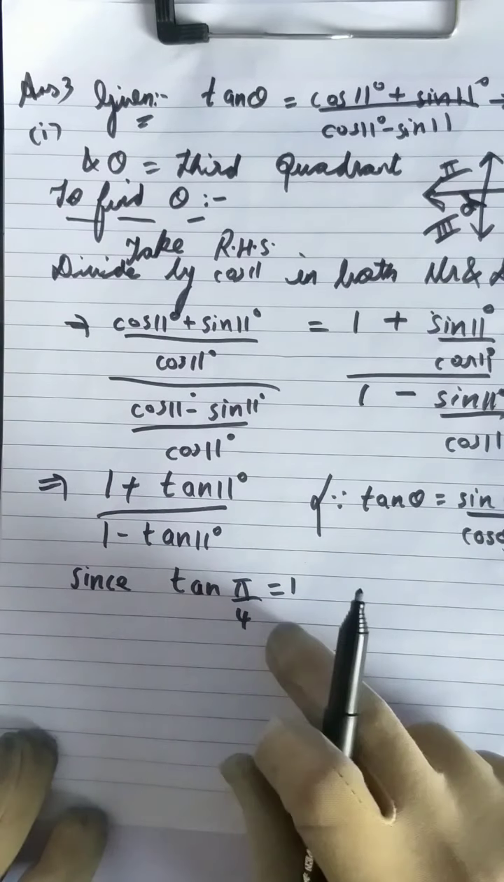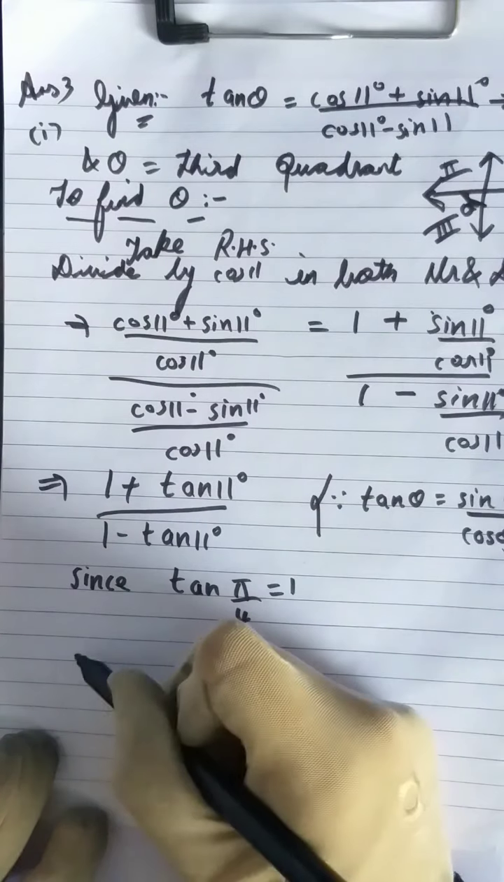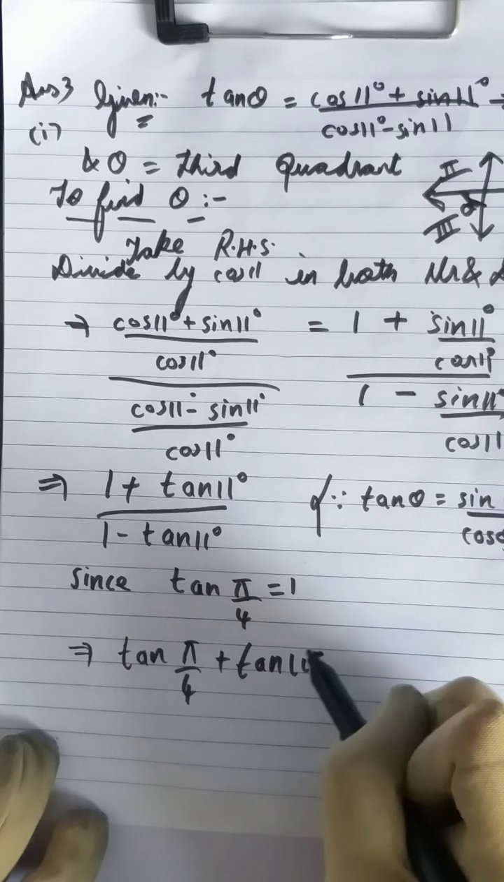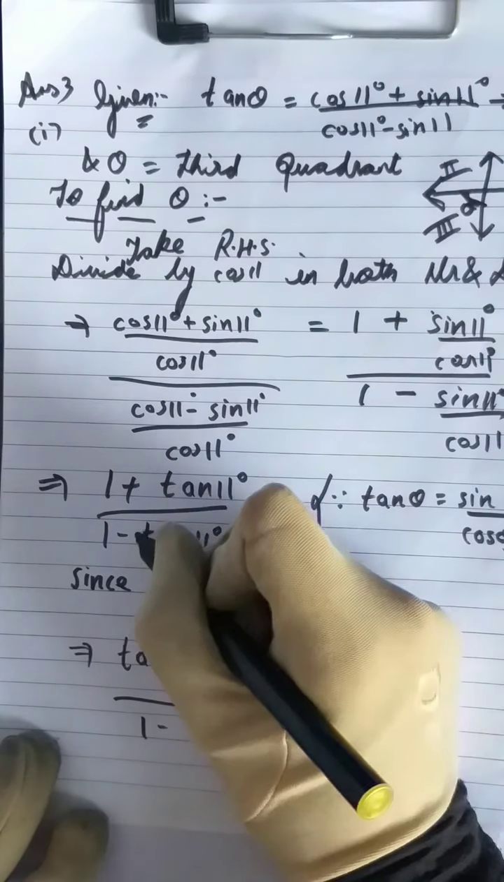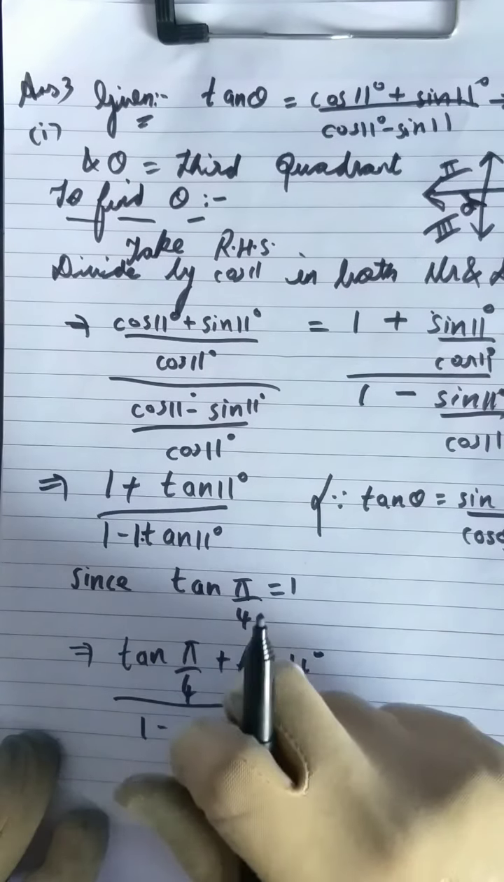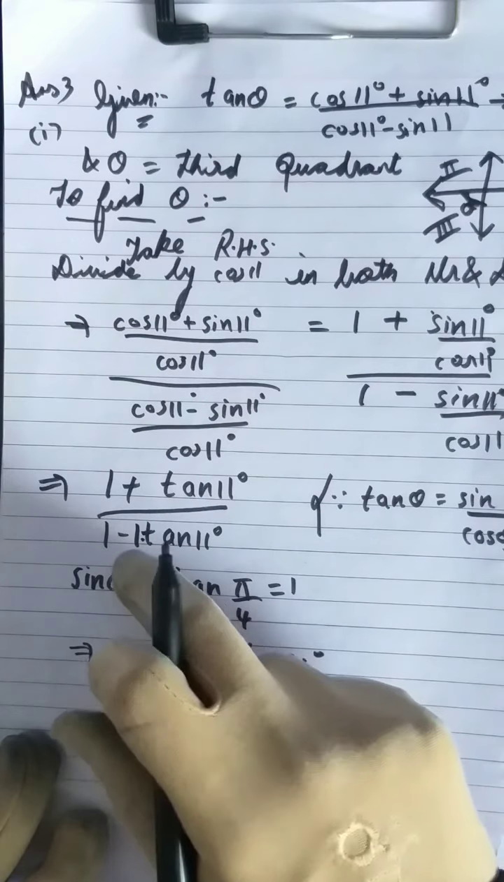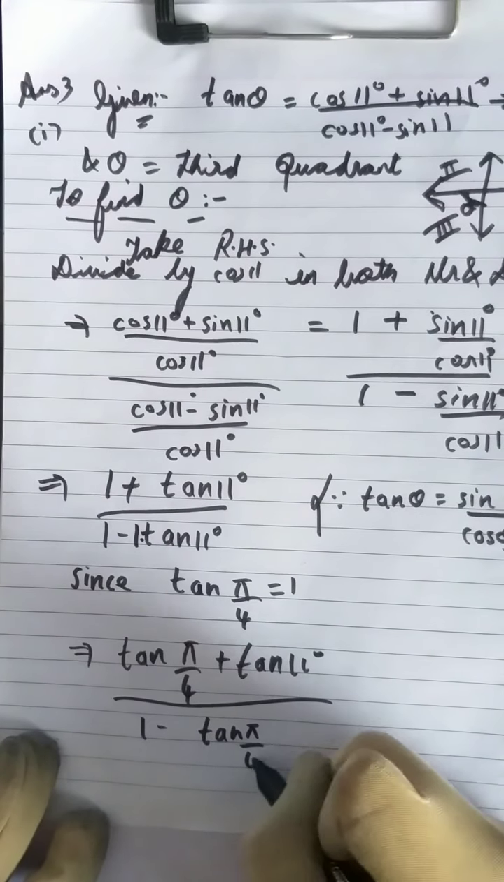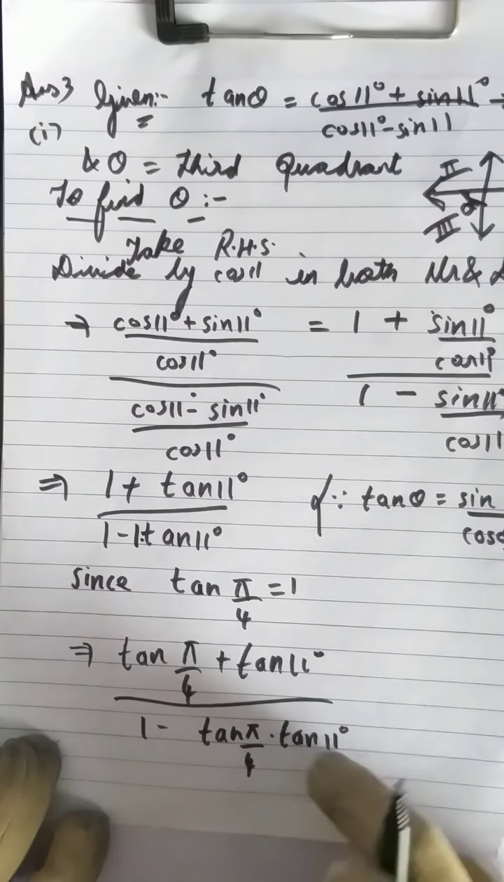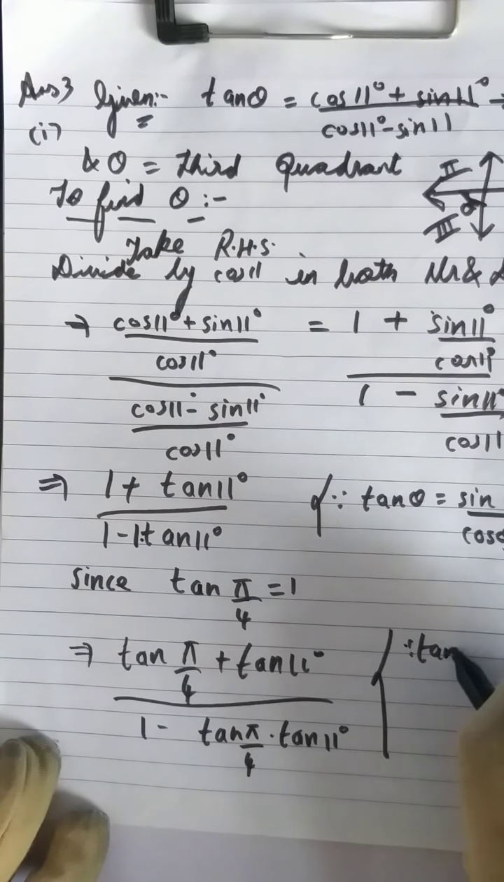So since we know the value of tan 45 is 1, in place of 1, we'll substitute tan pi by 4, plus tan 11, by 1 minus tan. Here also if you observe, this can be written as 1 into tan 11, because anything multiplied by 1 is the number itself. So tan 11 into 1 is tan 11 only. So in place of this 1, we'll write tan pi by 4 into tan 11. Now how is this? This is of the form (tan A plus tan B) by (1 minus tan A tan B). What is the formula for this? We know (tan A plus tan B) by (1 minus tan A tan B) is tan (A plus B).